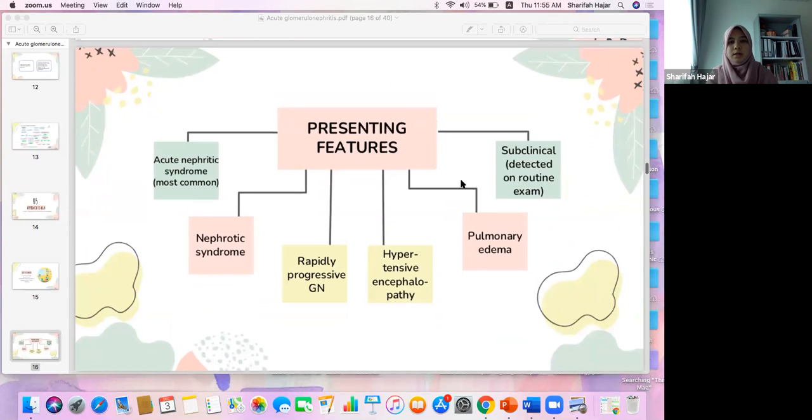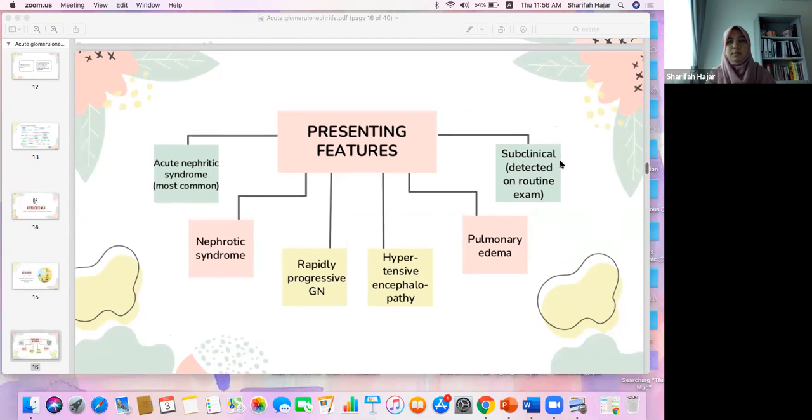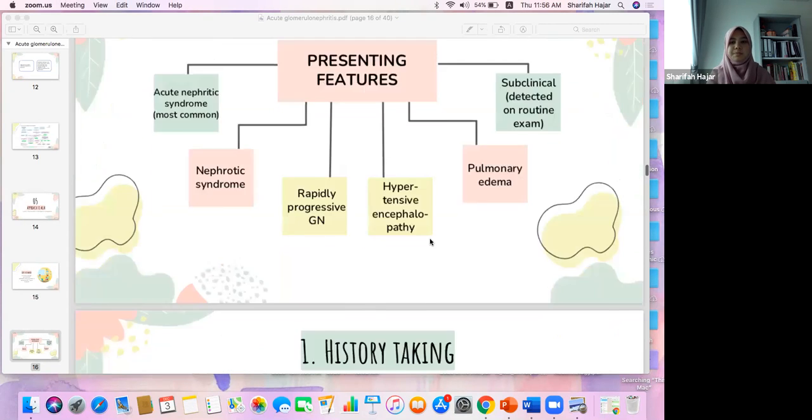So for AGN, the presenting feature can be acute nephritic syndrome, which I said in the definition. It is the most common presenting feature, and it can also come with nephrotic syndrome, rapidly progressive GN, hypertensive encephalopathy, or pulmonary edema as a complication. And it can also be subclinical, detected on routine exam, maybe because of the urine examination, where we can see hematuria.